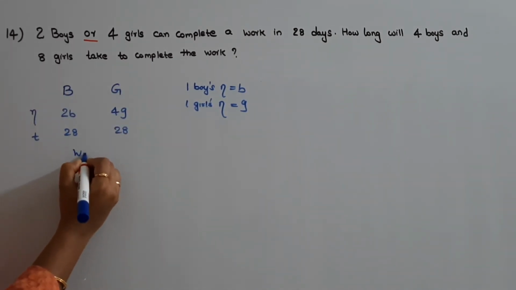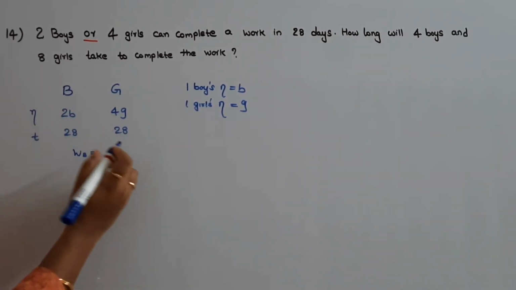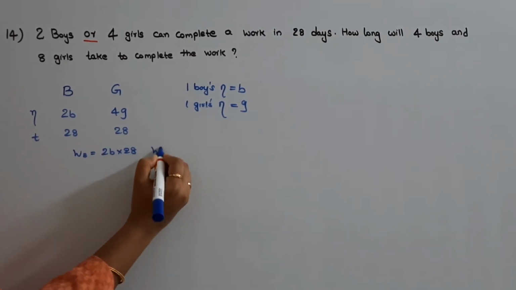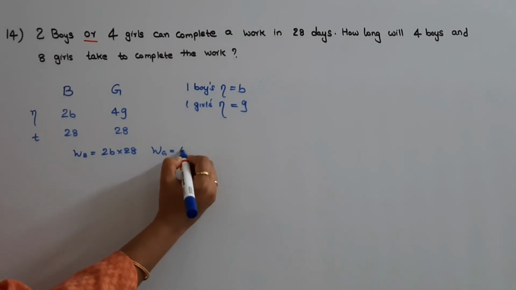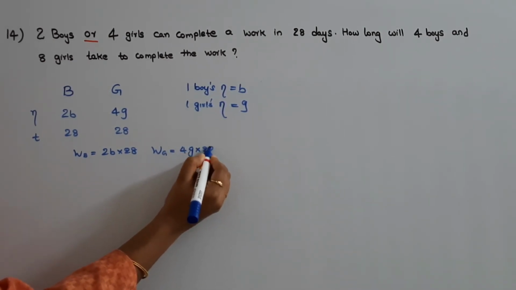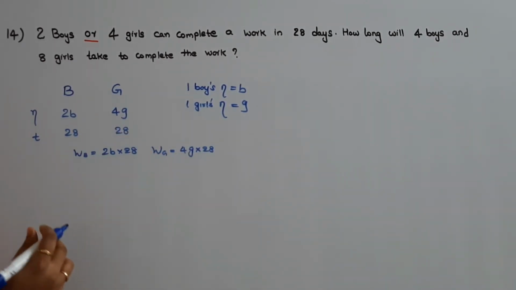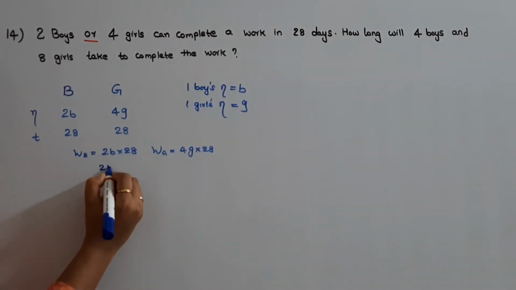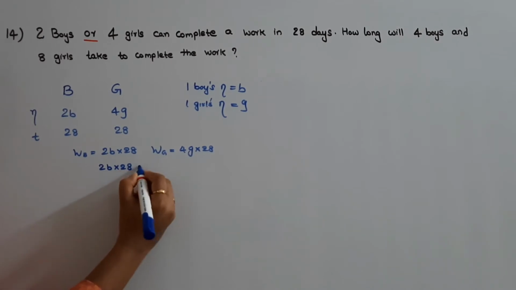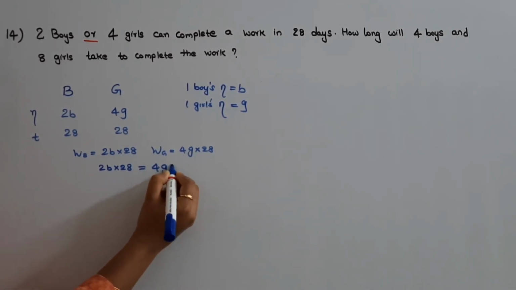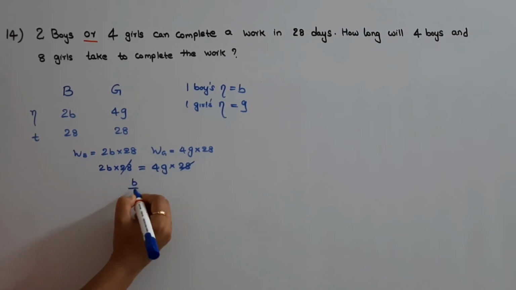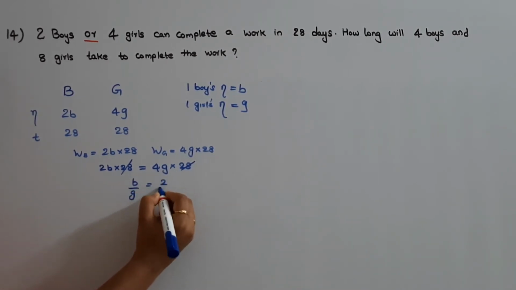Work done by boys is equal to what? Efficiency into time, that is 2B into 28. Work done by girls will be equal to what? 4G into 28, that is efficiency into time. Now we know that work done is always same, hence equate this. 2B into 28 is equal to 4G into 28. So by solving this, we will get B by G is equal to 2 by 1.